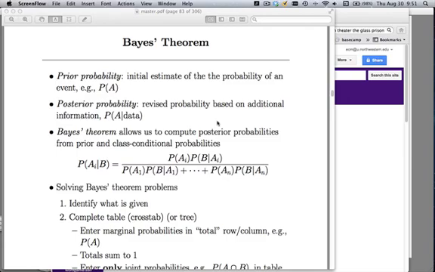This video is going to show you how to solve the Chapter 6 Bayes theorem problems with a tree. We will also do Siegel problem 18 in Chapter 6 in illustrating this.